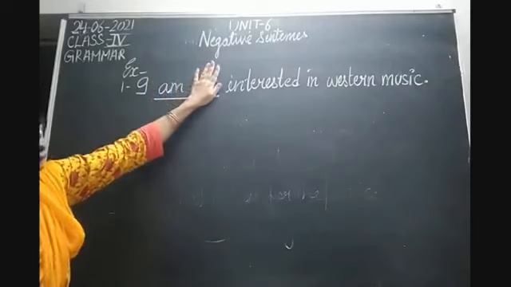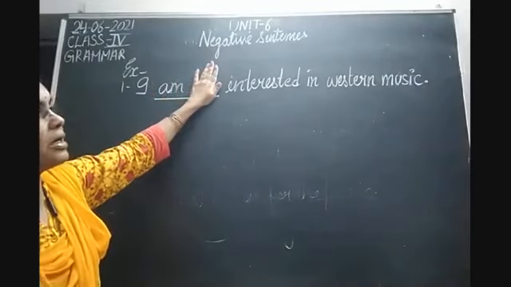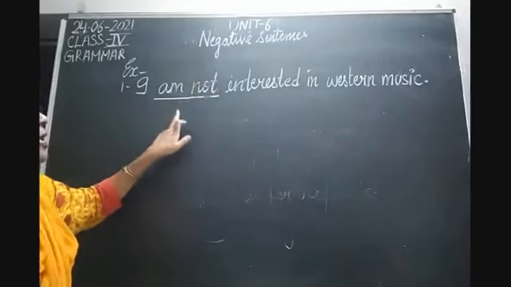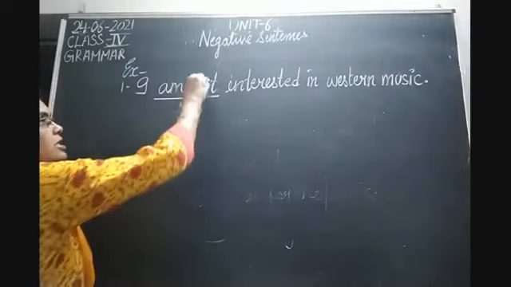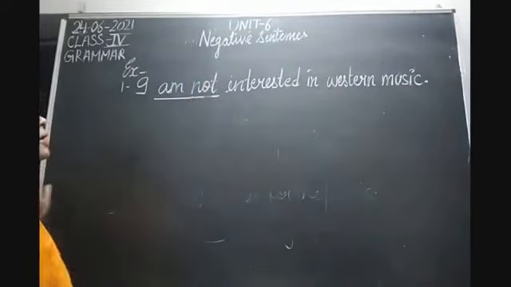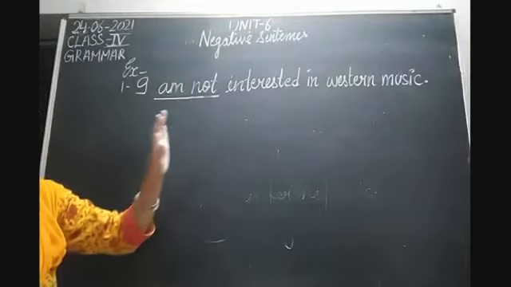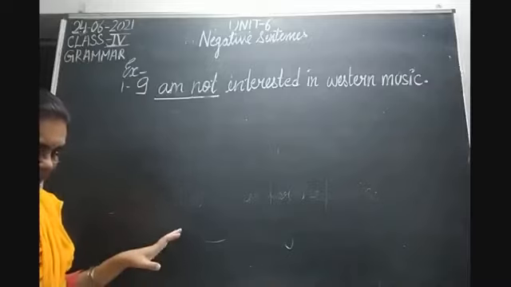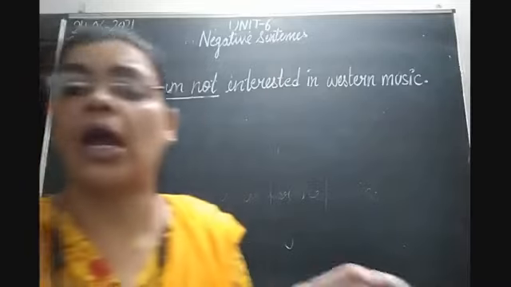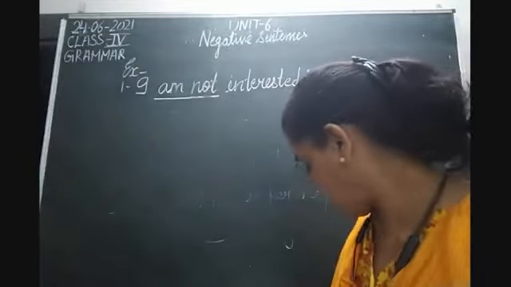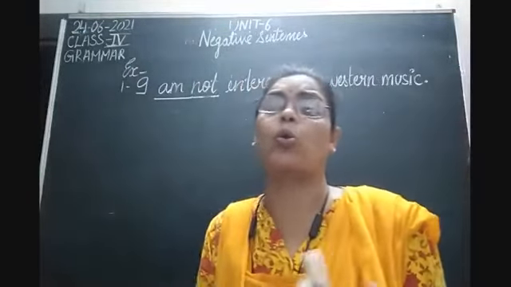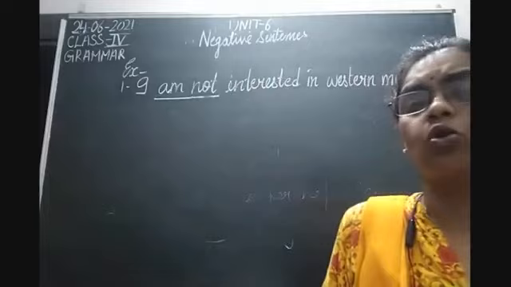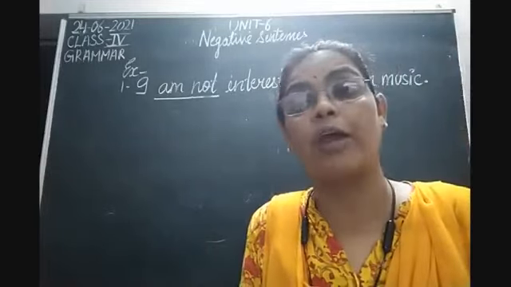अगर इसमें से मैं नॉट हटा दूं तो क्या हो जाएगा? I am interested in Western music. और इस सेंटेंस को अगर मुझे नेगेटिव करना है तो मैं क्या कर दूंगी? उसमें बस नॉट लगा दूंगी. किसके बाद लगाना है आपको? हेल्पिंग वर्ब के बाद. सो I am not interested in Western music. सो आपको ये याद रखना है, the sentences that have not or no in them, they are known as the negative sentences. और अब हम इस यूनिट में सीखेंगे how to frame negative sentences.